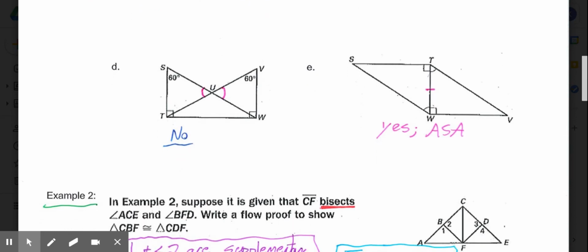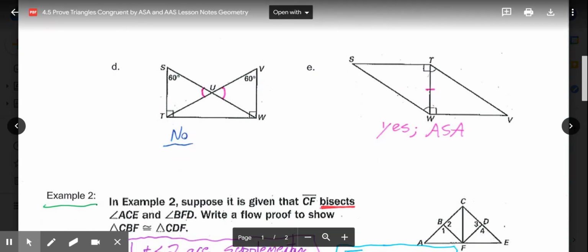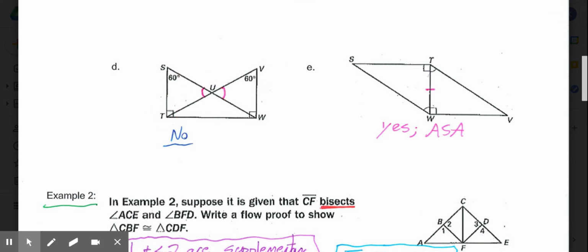Now if we look at D and E, so in D, we're trying to say, is SUT congruent to UVW or VUW? So what we know again is they share a vertical angle here at U, S and V are equal, which tells me down here this angle would equal this angle. But again, I only know 3 angles. These triangles do not share a side, so I cannot say for certain that these are going to be congruent triangles.